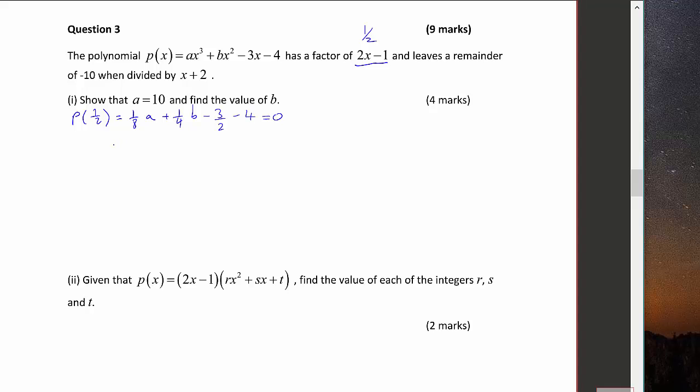Multiply through by 8, and we get a plus 2b, take away 12. Let's just check that. So, yep, that's correct. And then 4 times 8, so minus 32 is equal to 0. And then that gives me that a plus 2b is 44.